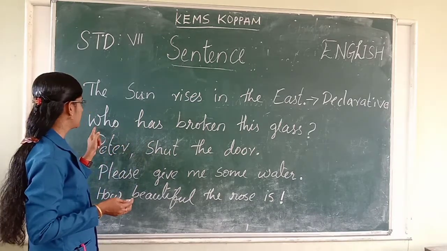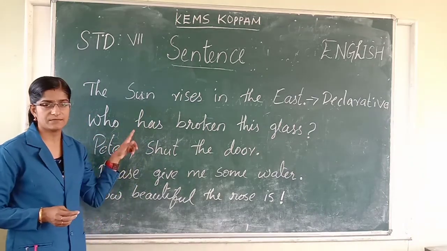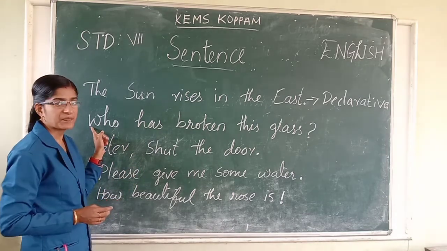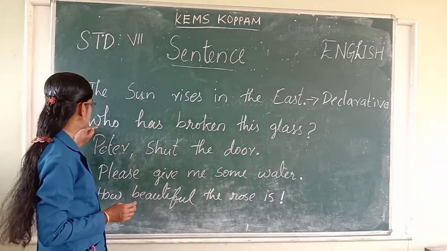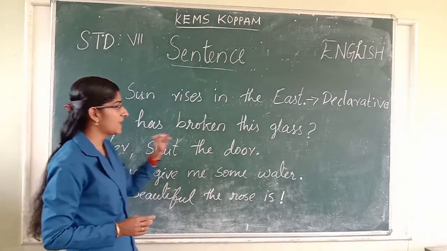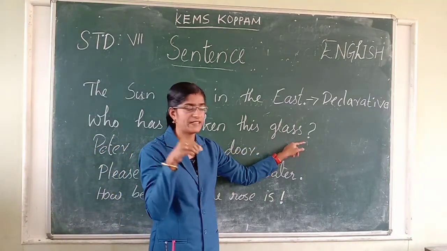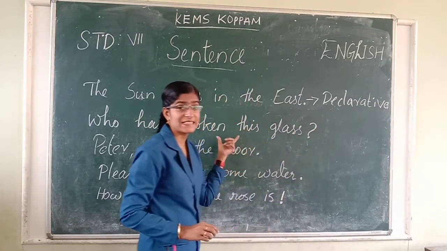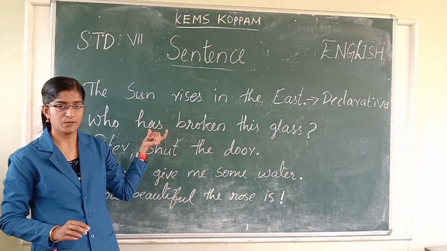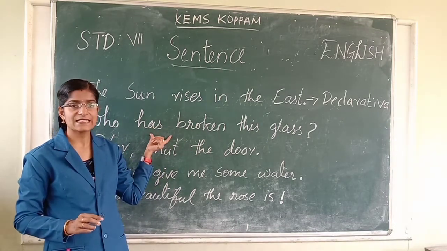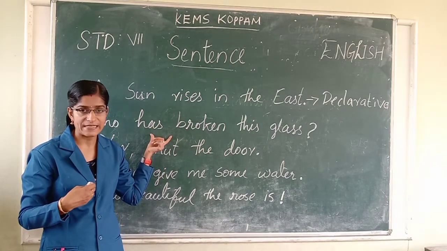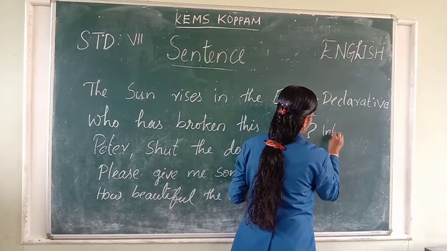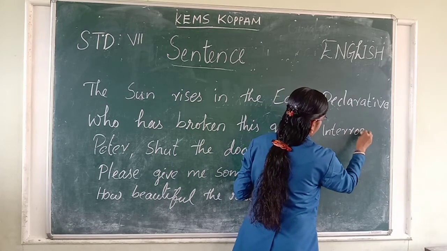Look at the second one. Who has broken this glass? This is also a sentence. Okay, it begins with a capital letter and ends with a question mark. So what type of sentence is this? It is a question. Okay, a sentence that asks us a question. It is called interrogative sentence.